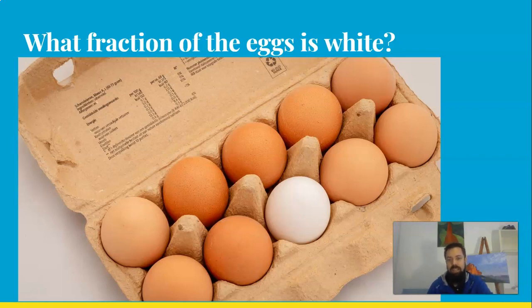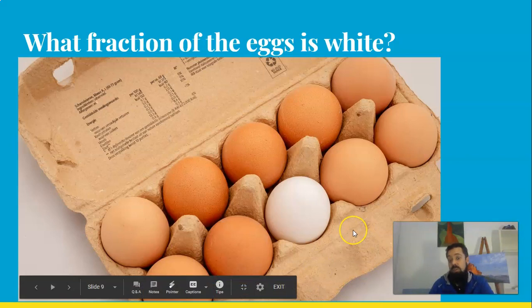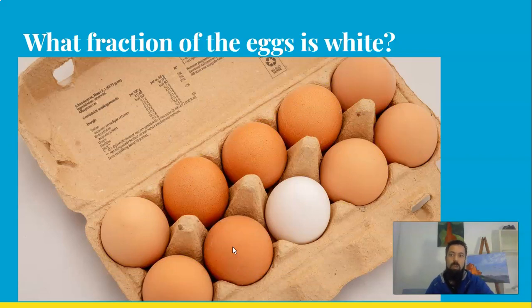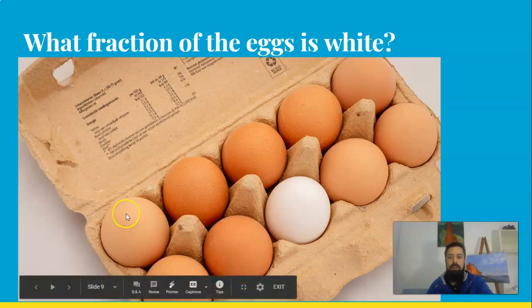So 1/10 is white. If I'd asked you differently, what fraction of these eggs is not white? Well, then we'd say there's still 10, so denominator of 10, and there are 9 that are not white. So the fraction of eggs that's not white is 9/10.